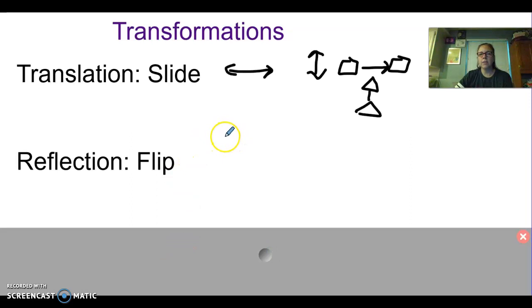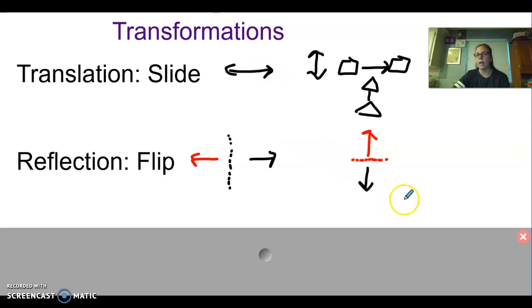Reflection is a flip. So if we have a line and we have an arrow going this way and I want to flip it to this side, that means my arrow is going to look like this because I have reflected it. It's like a mirror image. Okay, if I have a line that's this way, we'll just say an arrow again. It's going to be the exact same size. It's just going to be going the other direction. It's just like a mirror image. Your right is your left is your right. Okay.